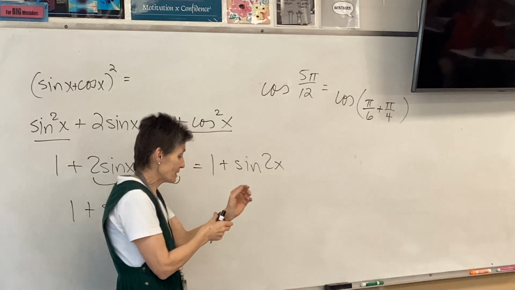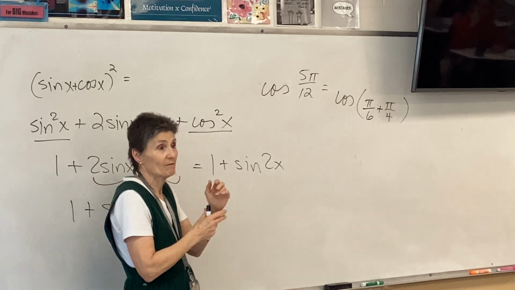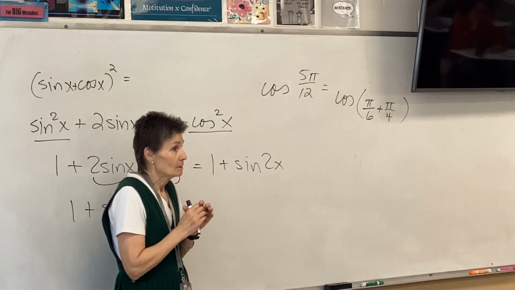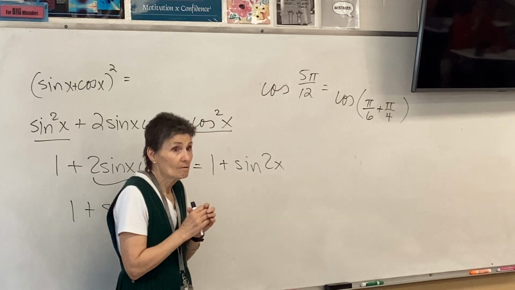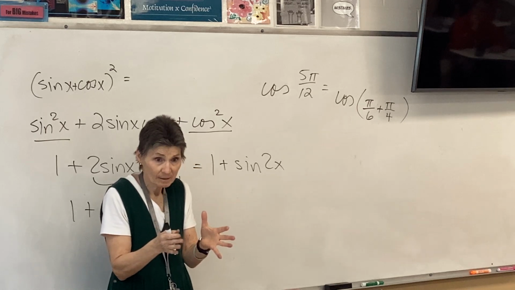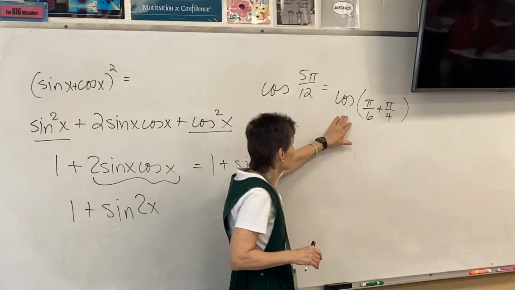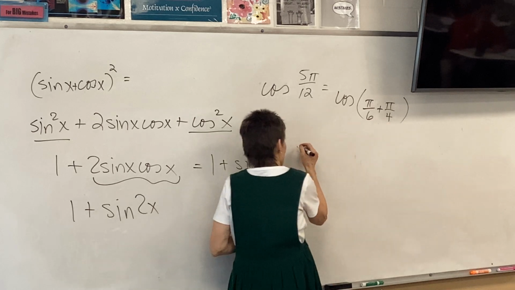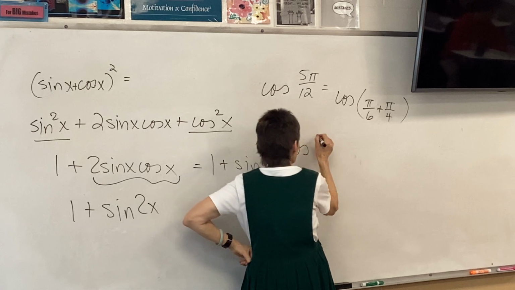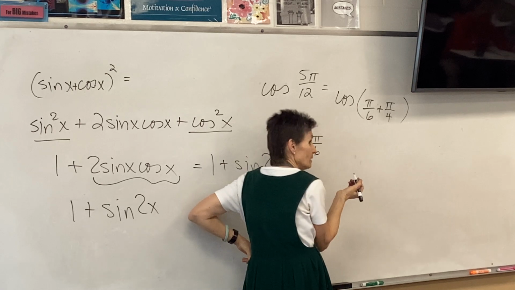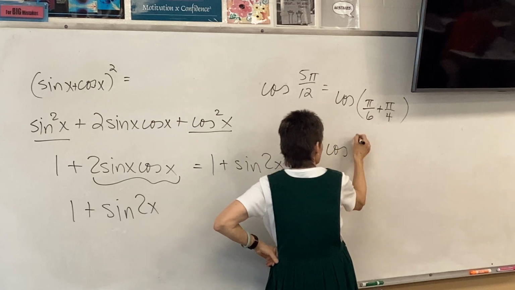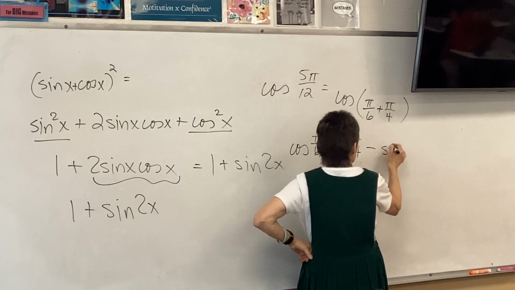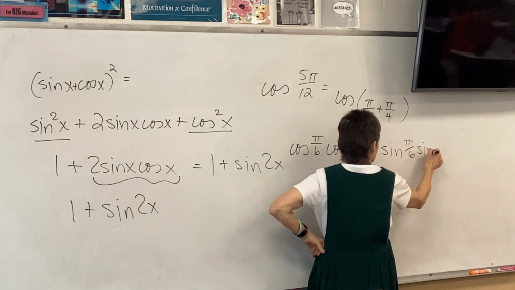All right, so what do I do once I figured out that those two add up to 5 pi over 12? Look at my formula, my identity, for the cosine of two things added together. So what does that formula say? Cosine of the first, call it alpha, cosine of the second, call it beta, minus sine of the first, sine of the second.